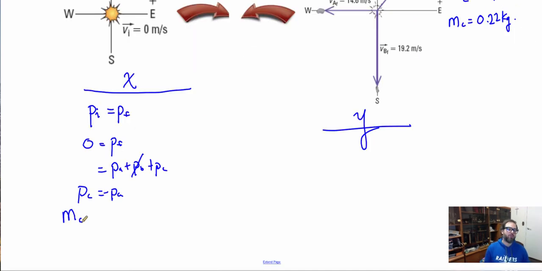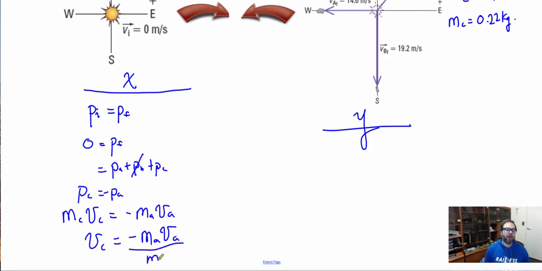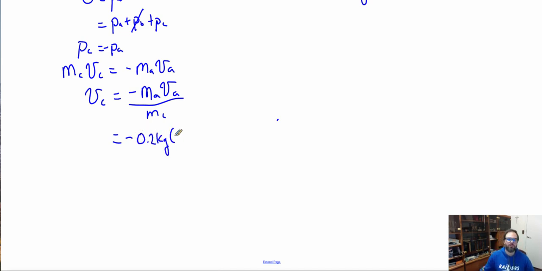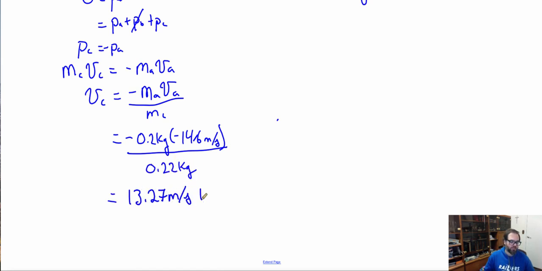A. So now we're going to put in the formulas for momentum for both fragment C and fragment A. And now we're going to isolate for the velocity of fragment C. So we have the velocity of C is equal to the mass of fragment A multiplied by the velocity of fragment A divided by the mass of fragment C. Now, all we have to do is substitute in our values for each variable. One thing that's key that you always have to remember is to put the negative in for the velocity, since it's a negative value and it's going west. And then what we're going to end up getting is 13.27 meters per second east.